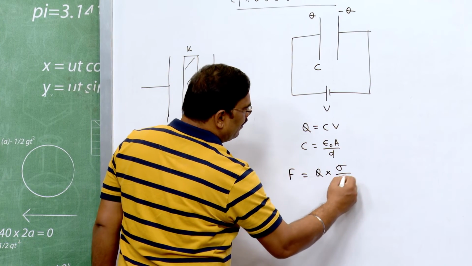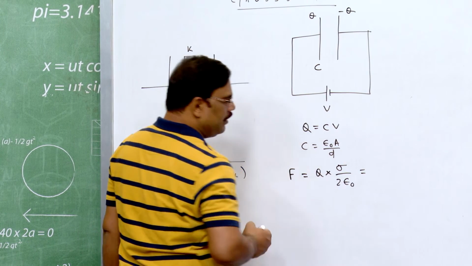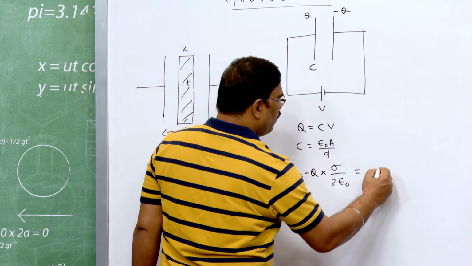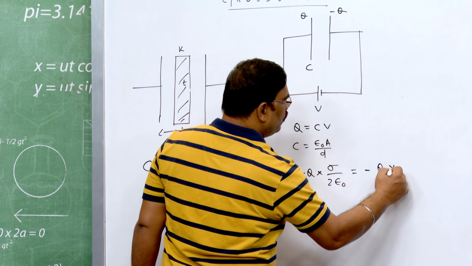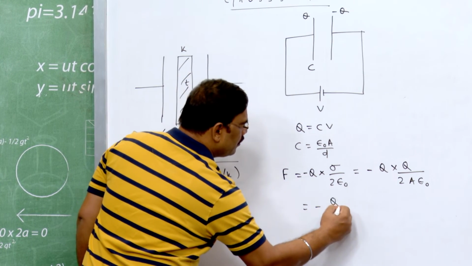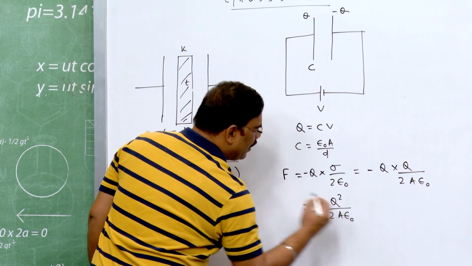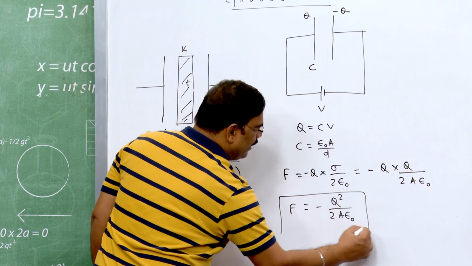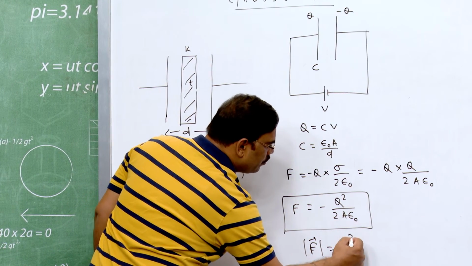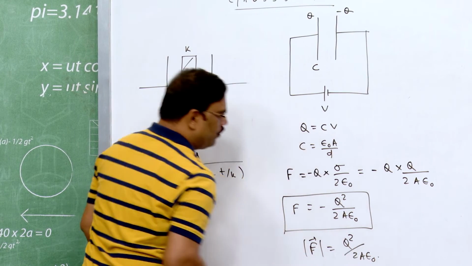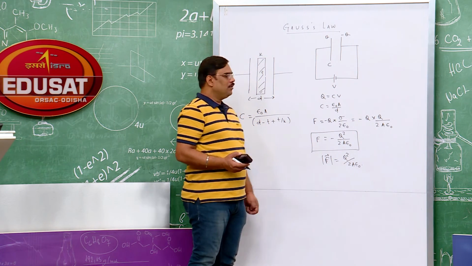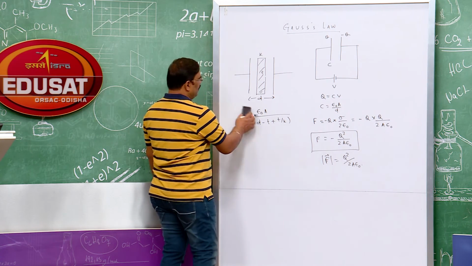The electric field is sigma divided by 2 epsilon 0. So, this is equal to, it will be negative because the force is attractive, so minus Q into Q divided by 2 A epsilon 0. So, it is minus Q square by 2 A epsilon 0. The negative sign indicates that the force is attractive. So, the magnitude of force is Q square by 2 A epsilon 0. So, this is the force acting on the plates due to each other.